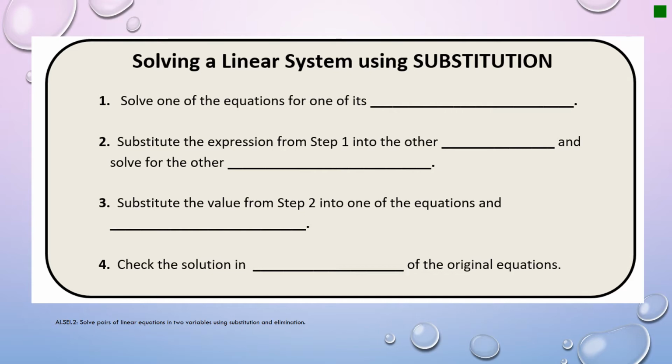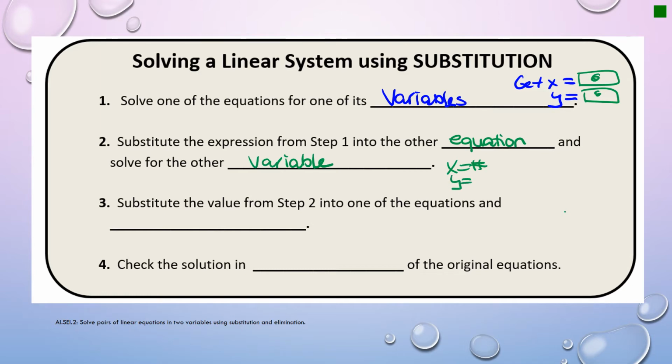Solve one of the equations for one of its variables. That means you're either going to get X alone or Y alone. You're used to getting Y alone, but sometimes you're going to get X alone. Substitute the expression from step 1 into the other equation and solve for the other variable. In step 1, you would have had an expression for X or an expression for Y. This is what you put into the other equation, and you're going to solve for a variable. So now you're going to have either X equals a number or Y equals a number. This will make a lot more sense once we start doing it.